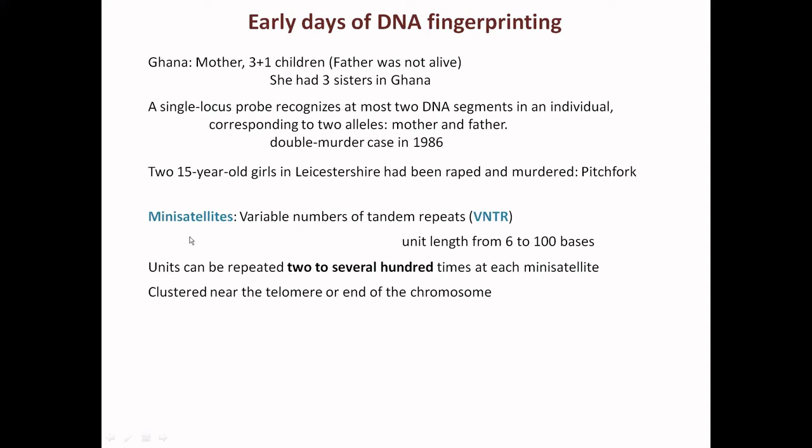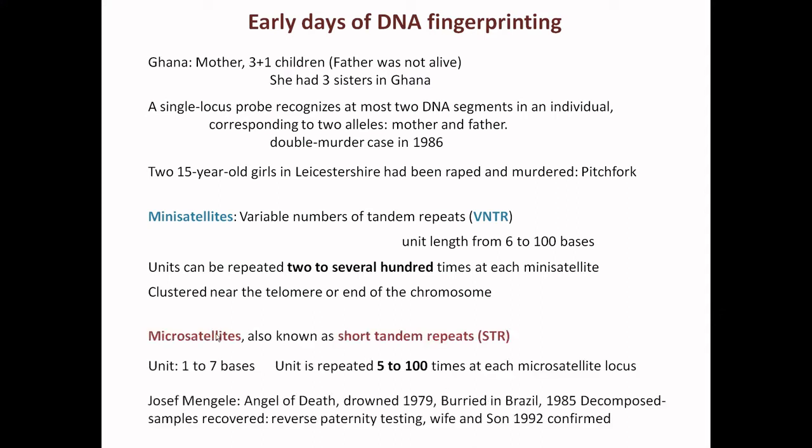Then there is the minisatellite, which is also called the variable number of tandem repeats. The unit length of the repeating unit is 6 to 100 bases. The units can be repeated 2 to several hundred times at each minisatellite. They cluster near the telomeres, or the ends of the chromosomes. This is one molecular marker that is used for DNA profiling or DNA fingerprinting.